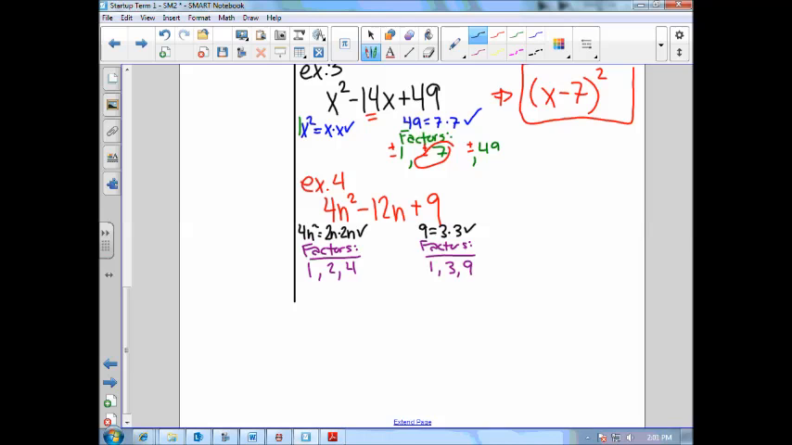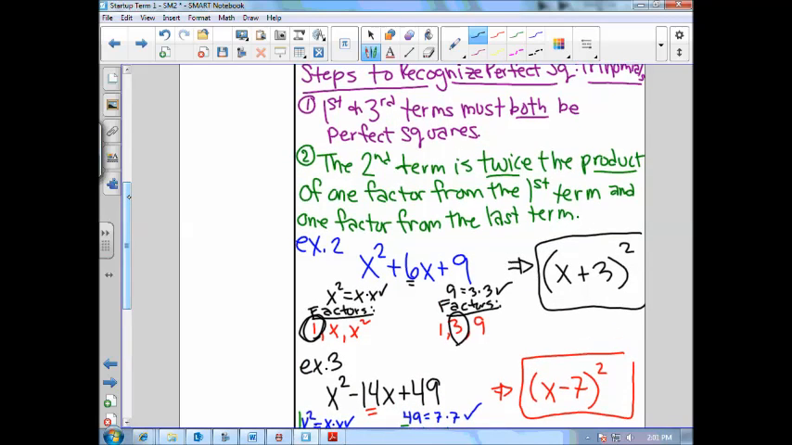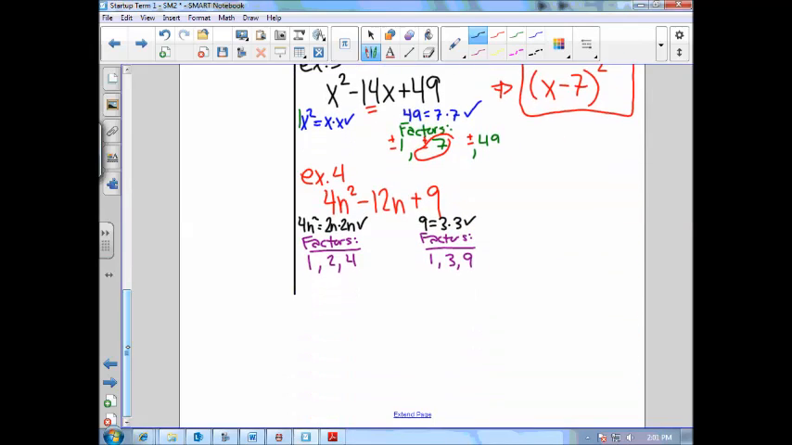Times 2 though, because remember the step up here? The second term is twice the product of the first and the third's factors. So we have to multiply by 2. How do we get a negative out of all this? Because they're all plus and minus. So if we're multiplying by 2, what number times 2 would equal negative 12? Well, negative 6. Which of these makes negative 6? 2 and negative 3, doubled, would be negative 12.